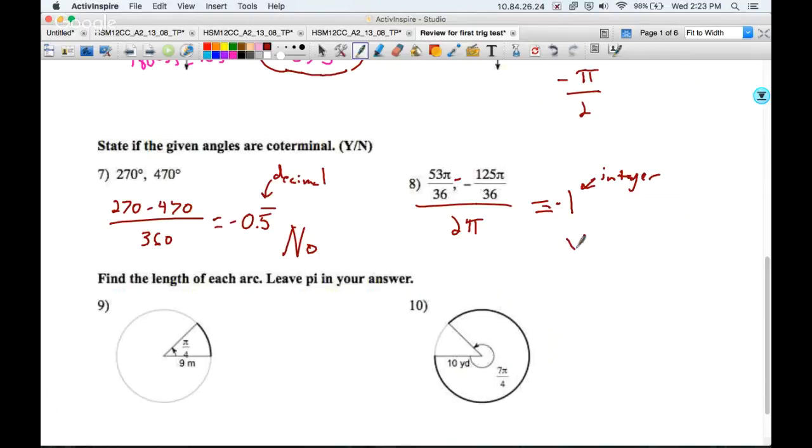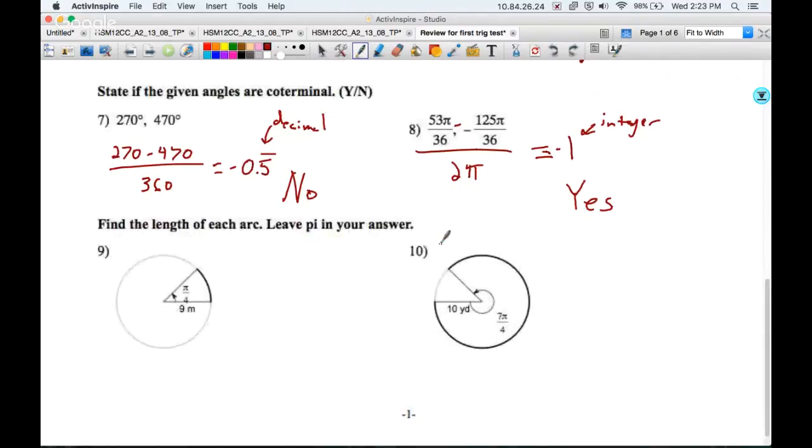So this is yes, these are coterminal. Moving on. All right, find the length of each arc, leave pi in your answer.